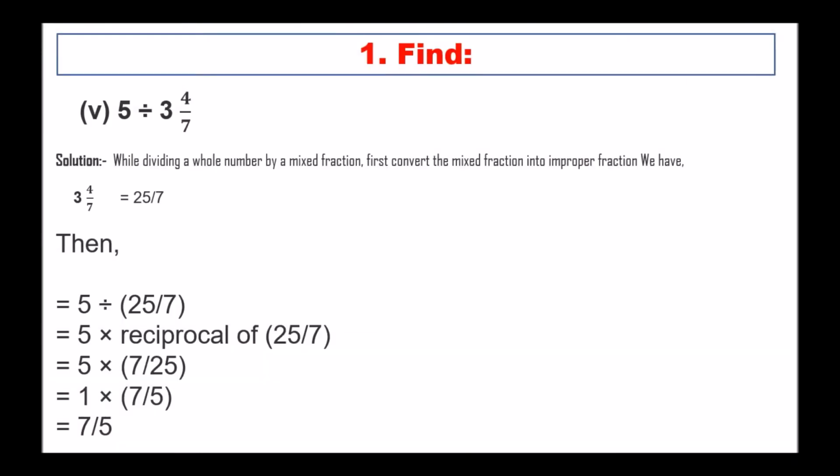5 divided by 3 and 4 by 7. First we will convert 3 and 4 by 7 into improper fraction, that is 25 upon 7. 5 divided by 25 upon 7. 5 into reciprocal of 25 upon 7, that is 7 upon 25. We can cut 5 and 25, so it will become 1 into 7, 7 divided by 5. So it is 7 upon 5.